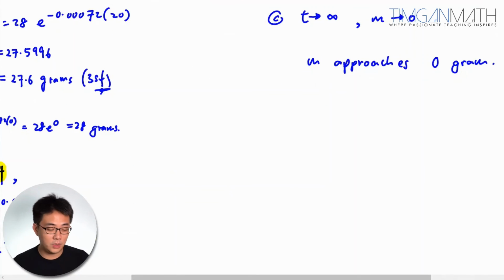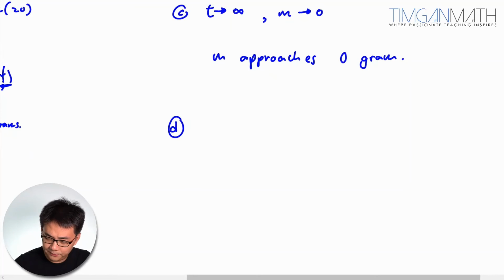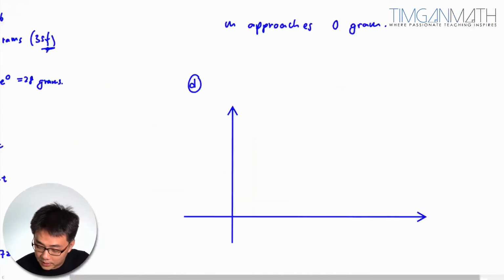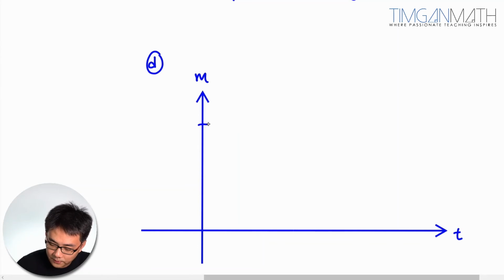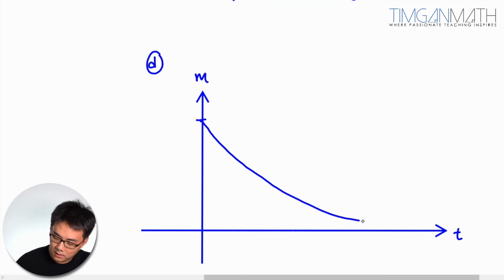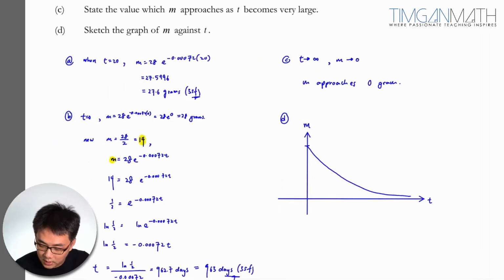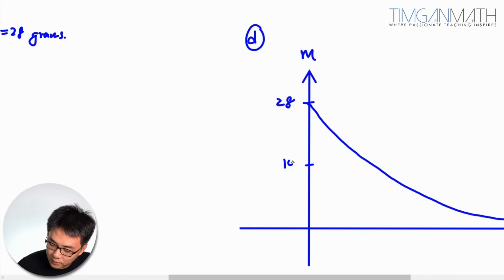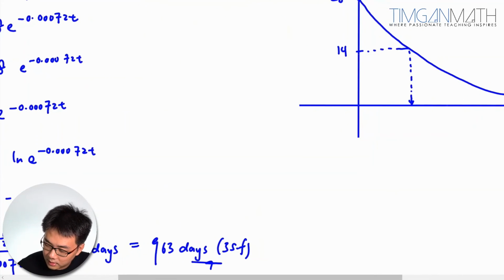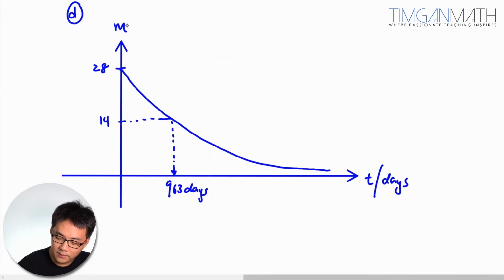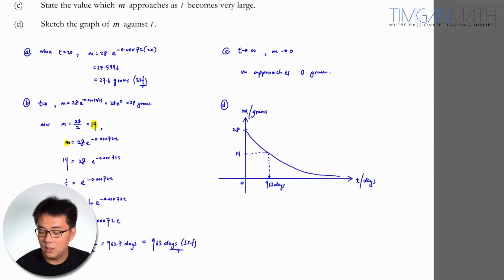The subsequent part is to sketch it. This is an exponential decay curve. Initially there is a number of grams. So this is m, this is t, and the curve looks like that. What you need to know is that initially there are 28 grams, and then at half-life it will be half of it, so 14 grams. This will correspond to 963 days on the t axis. That's how you sketch this part.